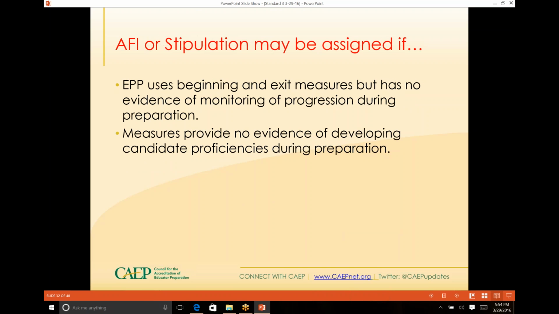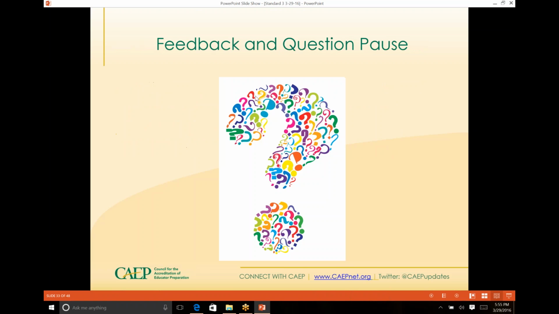So, for example, in Standard 1, it often asks for what the candidates can do upon completion of the program. And so if you're just showing what candidates can do at completion, it doesn't demonstrate how they progress throughout the programs. And so this will be an opportunity for you to perhaps fine-tune the data sets that show that candidates are being monitored throughout your programs and that there is a progression in their skill development across those programs.